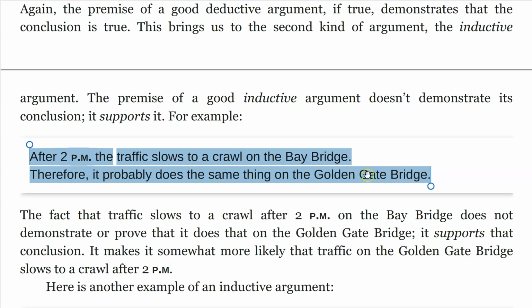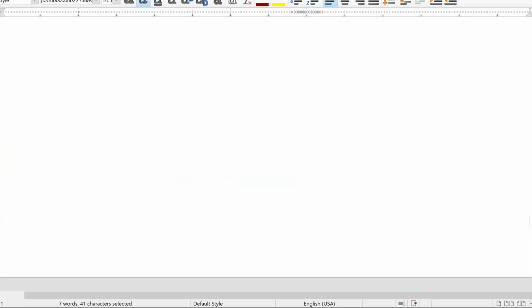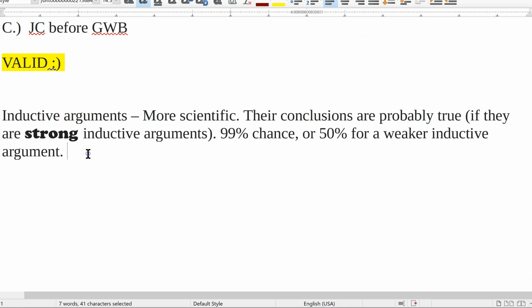This premise supports this conclusion. It doesn't guarantee that it's true, though. So let's also talk about what kind of reasoning is going on here. Whereas, we talked about this, deductive arguments reason from the general to the specific. Inductive arguments reason from the specific to the general.